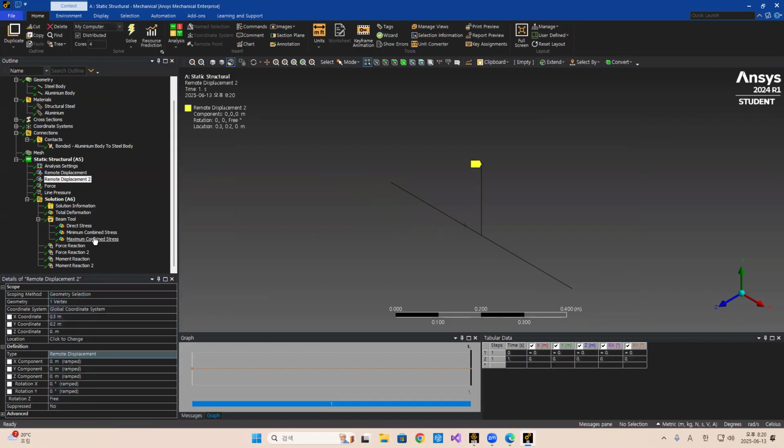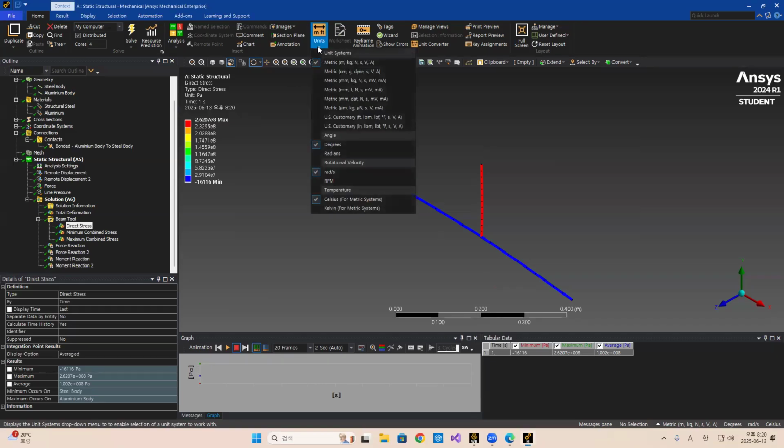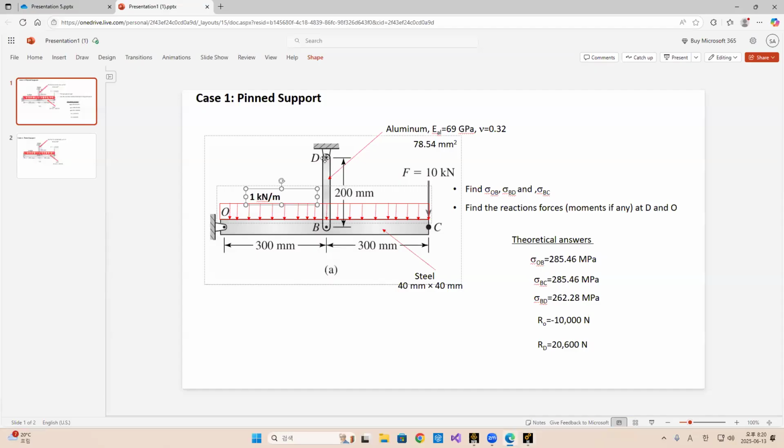Direct stress means it only gives the tensile stress, sigma equals P by A. Change the units to millimeter, because I want to get the stress in megapascals. So 262. You can compare, right? This is subjected to tensile stress, as I said.